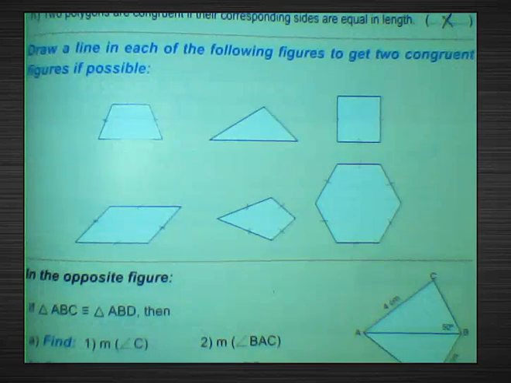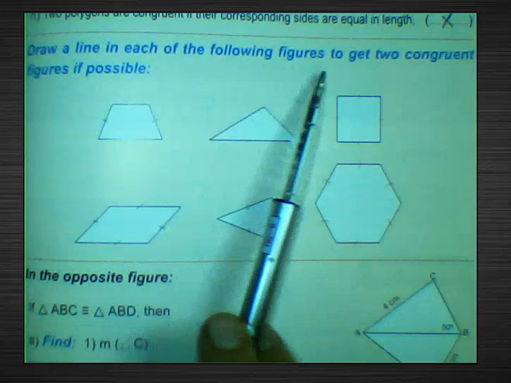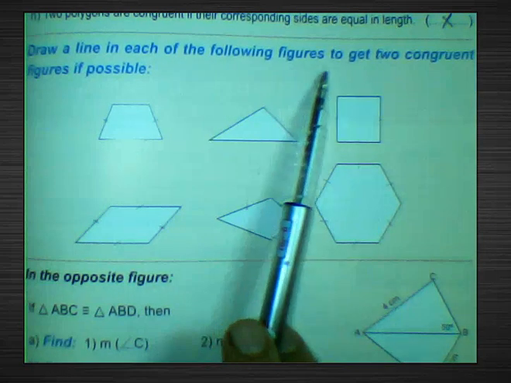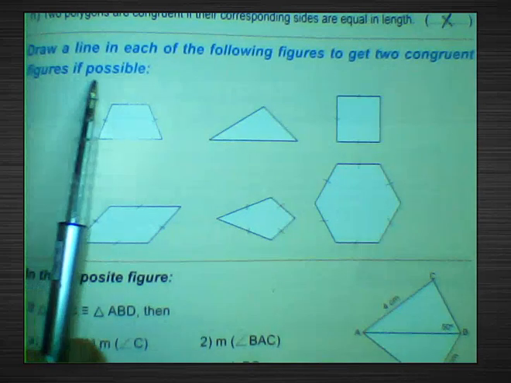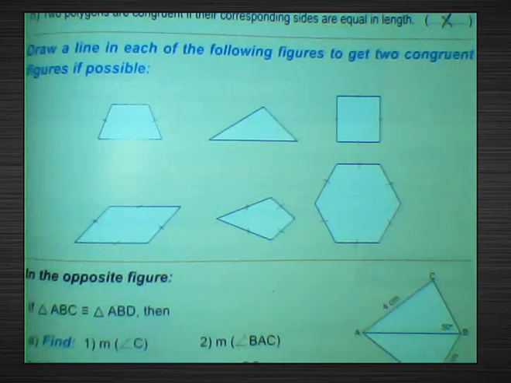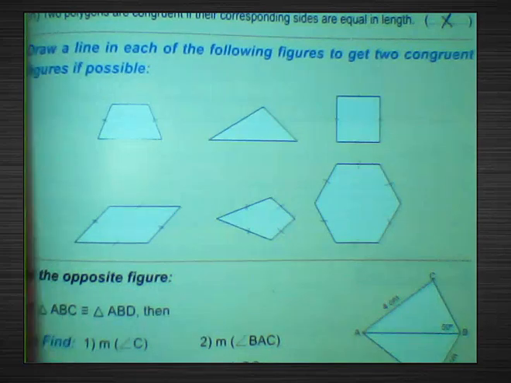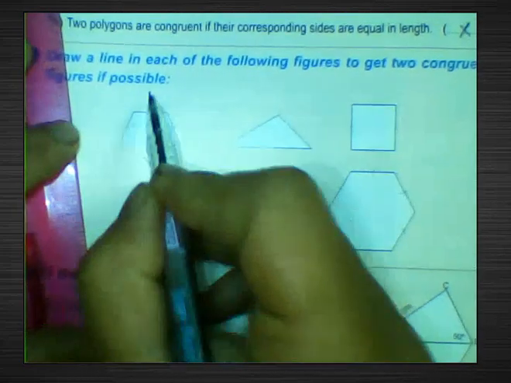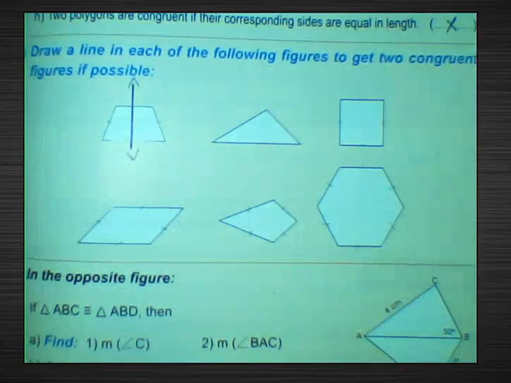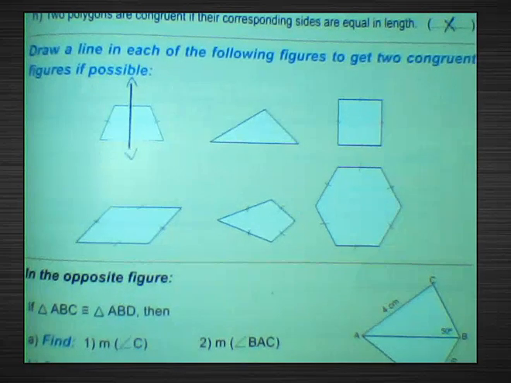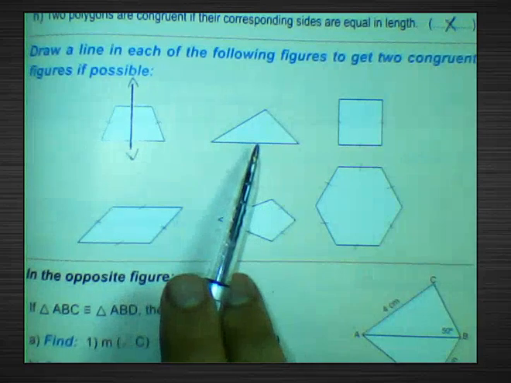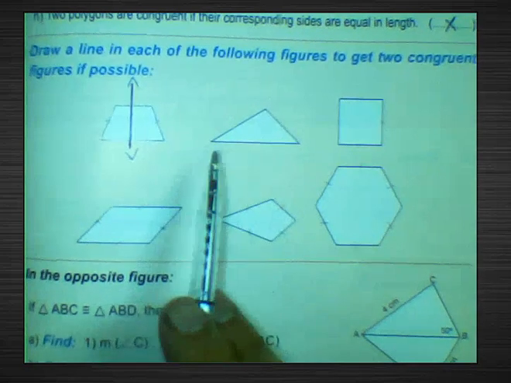Look at this example. Draw a line in each of the following figures to get two congruent figures if possible. Who can solve it? It's an isosceles trapezium. We can draw with a ruler a line segment here to divide it into congruent parts. This is a scalene triangle. We can't draw anything.